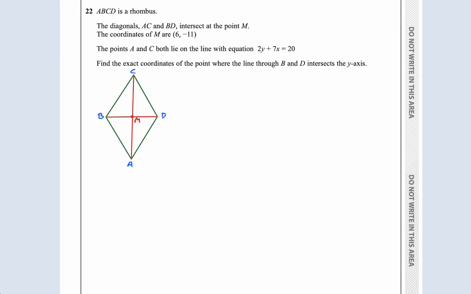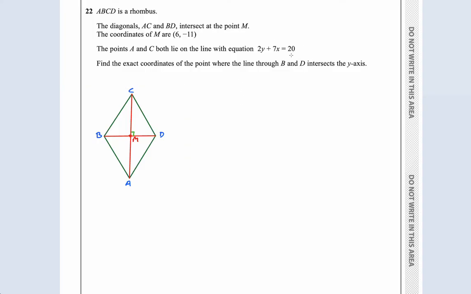In a rhombus, they always intersect at right angles. Okay, the coordinates of M are 6, minus 11. The points A and C both lie on the line with equation 2y plus 7x equals 20. Find the exact coordinates of the point where the line through BD intersects the y-axis. Okay, I wasn't expecting that final question.